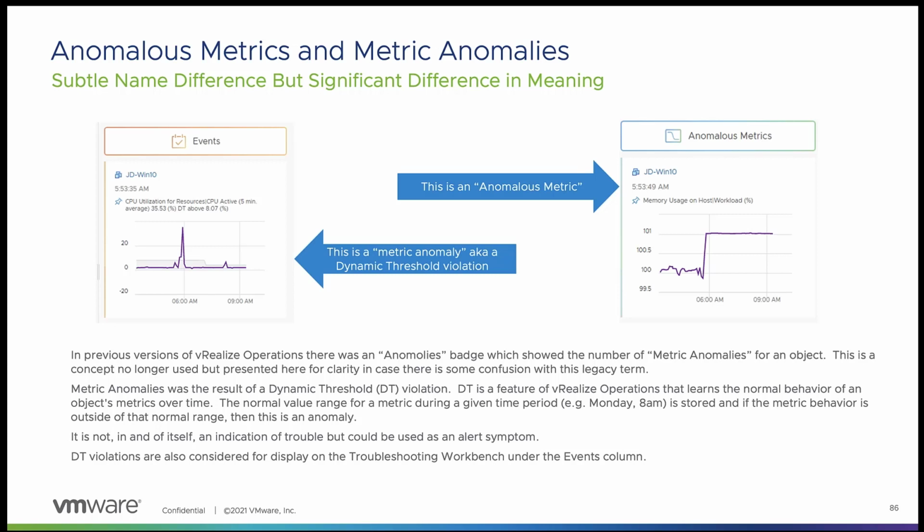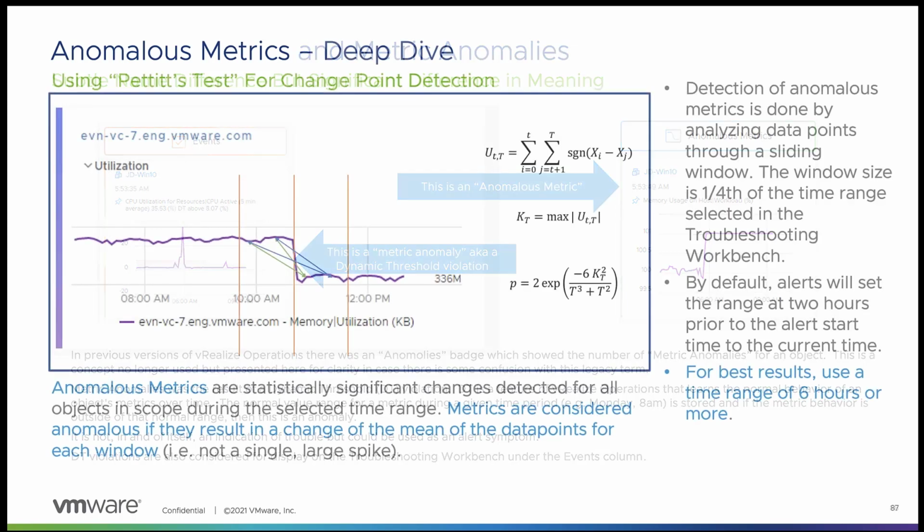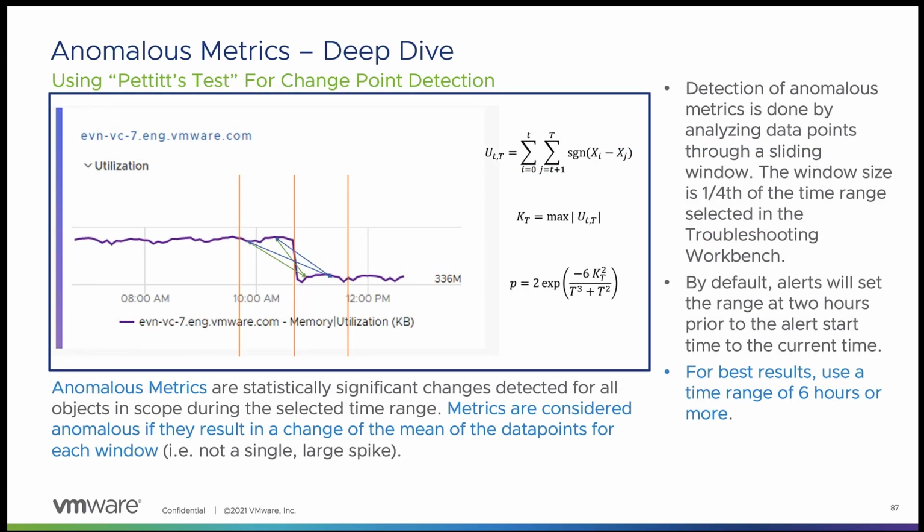So we know those events are dynamic thresholds. We know anomalous metrics are going to be drastic changes there. Speaking of anomalous metrics, this is kind of how we calculate. On the back end, we're using Pettitt's test for change point detection. There's a lot of math that goes into that. I'm not going to get into that today.